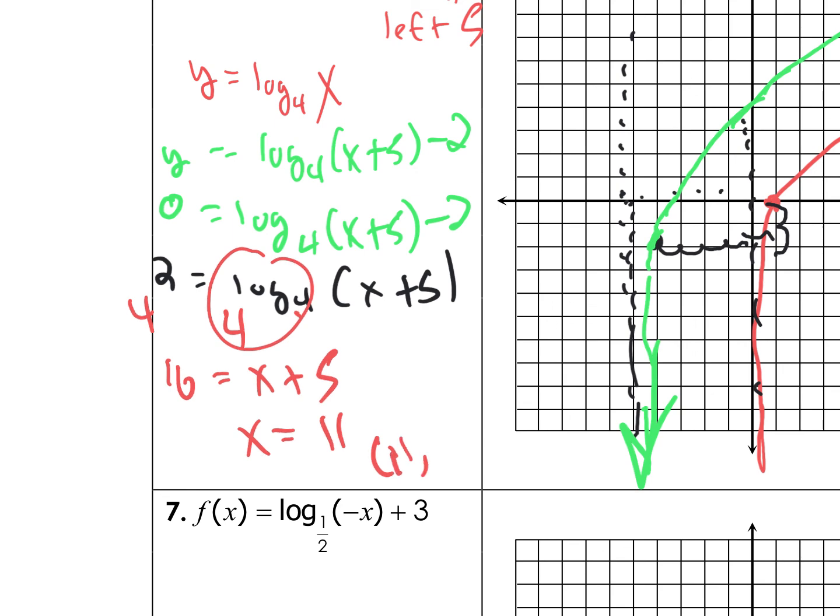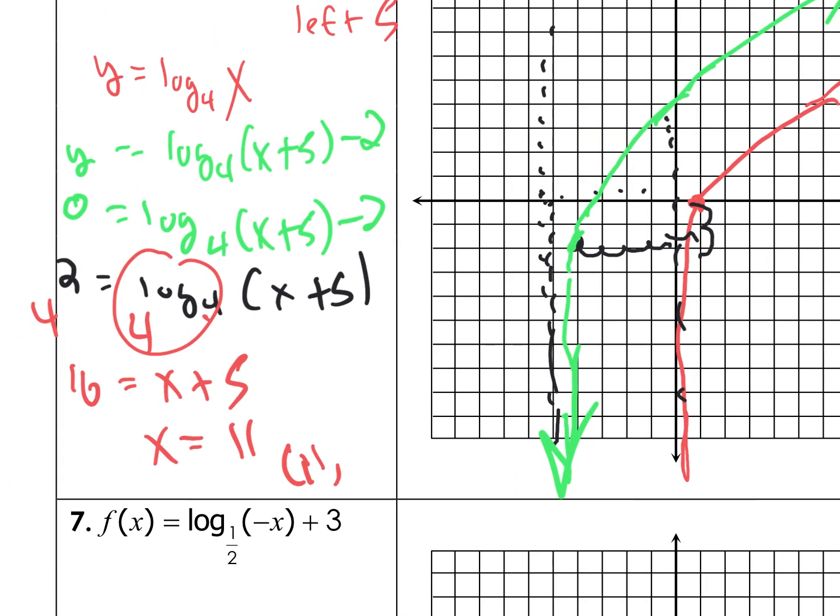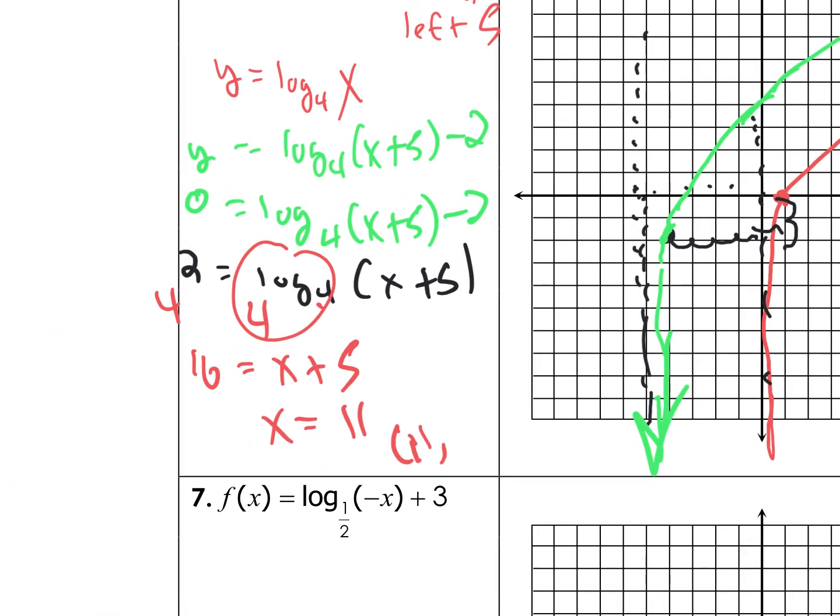11, comma, let's see, is it going to be 11, comma 0? Doesn't look like it. It should be negative. Let me look. Oh, wait. 2, 4, 16.